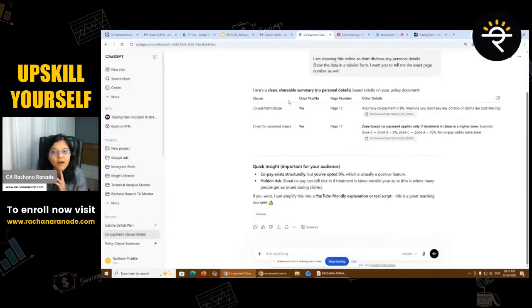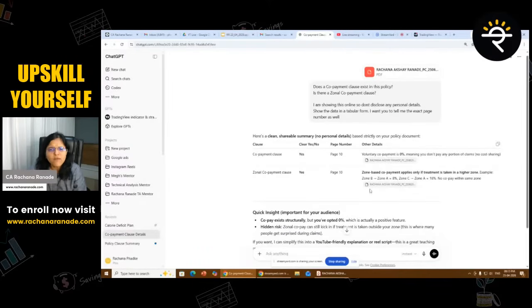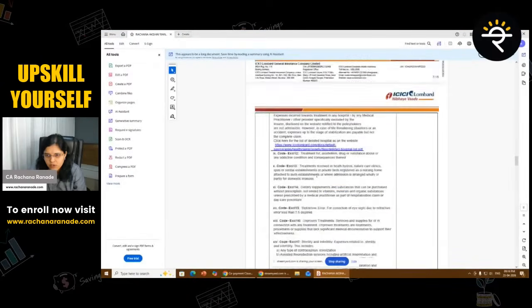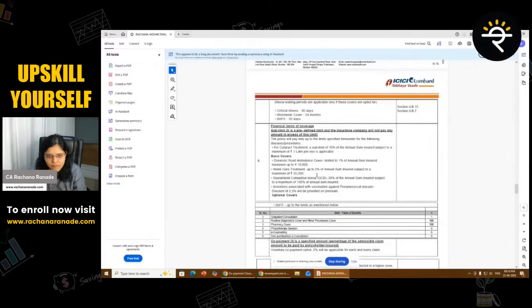Okay. I now understood why it said yes. So what does it say as a quick insight? Copay exists structurally, but you have opted for 0%, which is actually a positive feature. I got that now. So if you still want to double check, what can you do? Go to page number 10. So let's say page number 10.